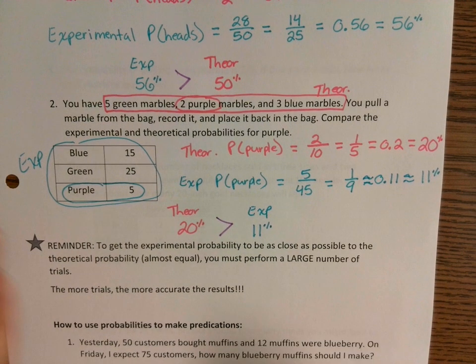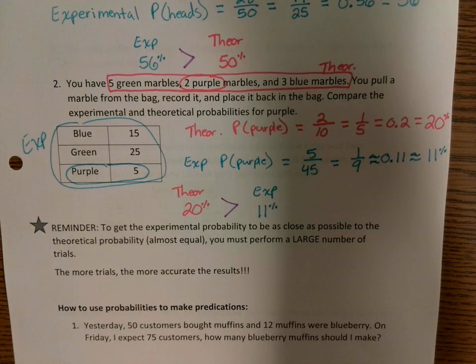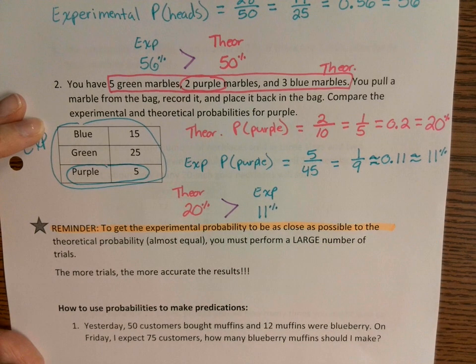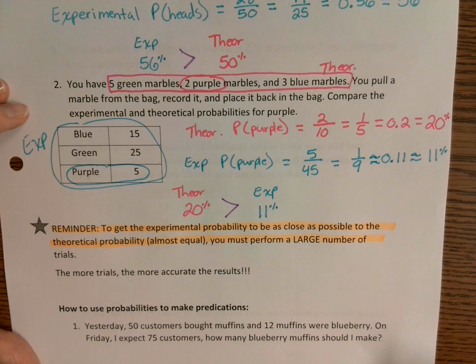Now, again, I put a big reminder down here that in order for your experimental probability to be closer to your theoretical, you have to have more trials. That's a big, big deal. I'm going to go ahead and highlight this whole entire statement. Okay, to get experimental probability as close as possible to your theoretical probability, meaning it's almost equal, you must perform a large number of trials.